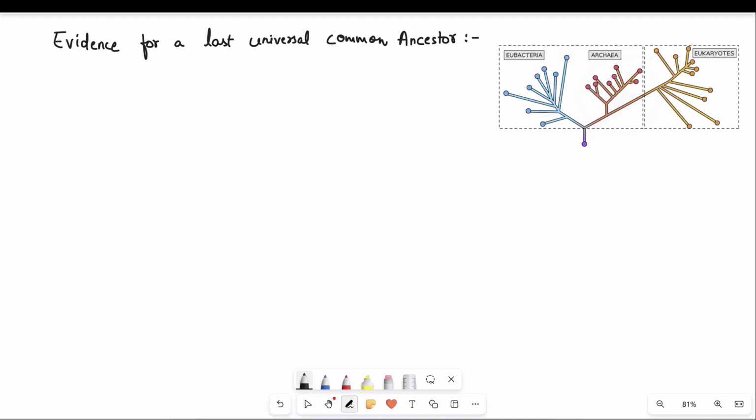About evidence of the last universal common ancestor. So, in this, we'll talk about how and what kind of evidences we have, which proves that yes, we all are coming from a common ancestor.